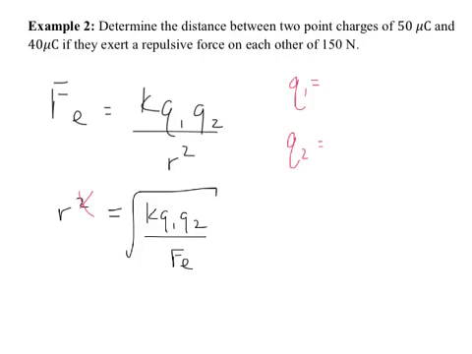So what should we do? Times a million. 10 to the negative 6. Yeah, that was micro, negative 6. So Q1 is really this. And Q2 is this.